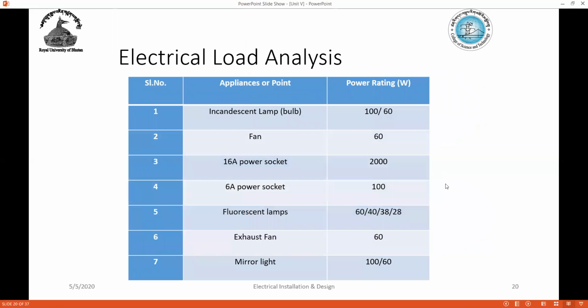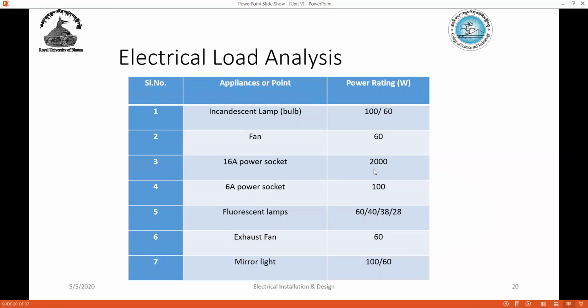And then, okay, these are examples of the electrical load. For example, if you're using an incandescent lamp, it will be 100 watt or 60 watt. Now, because of the involvement of the LED, these bulbs are going extinct. We're no more using these bulbs. And then we have a fan at 60 watt, and a 16 ampere power socket. We consider it as 2000 watts, because for this power socket, the connected load may be less than this.